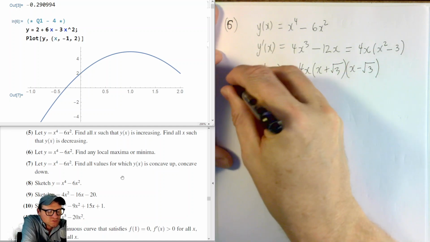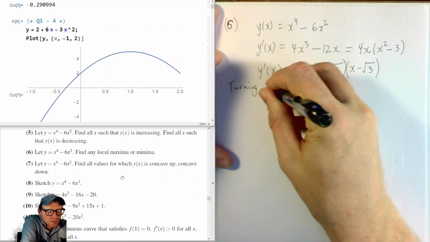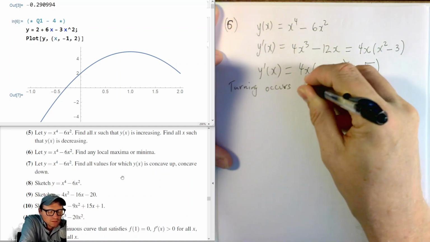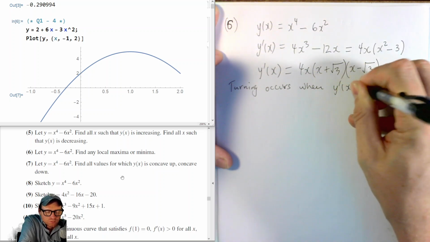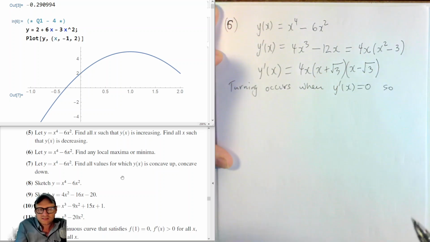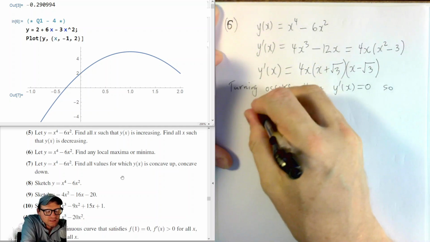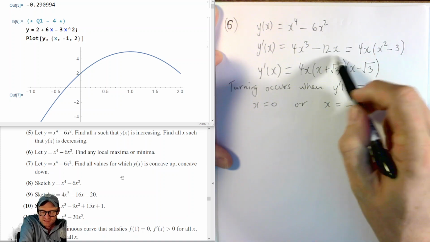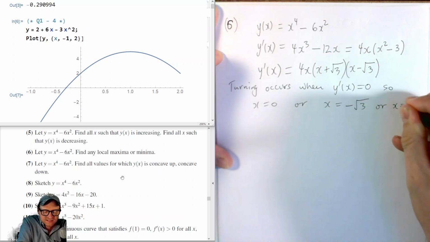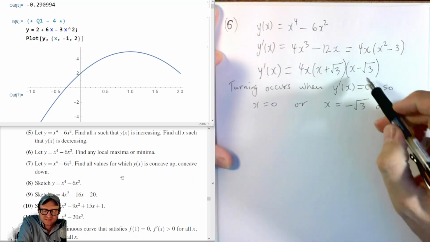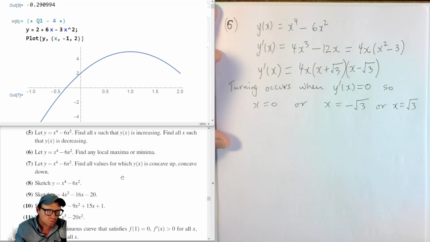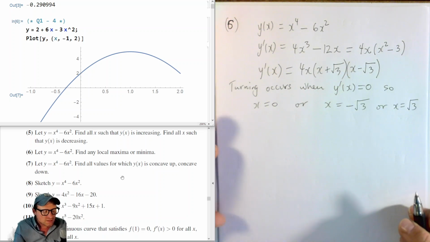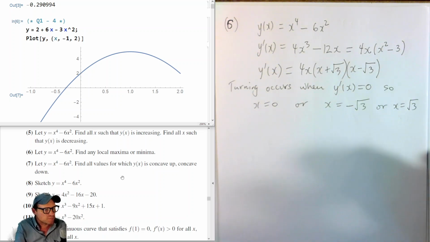Okay, so turning occurs when y dash of x equals 0. So in this case, the 3 roots of this: x equals 0, or x is equal to minus root 3, which makes this one 0, or x is equal to plus root 3, which makes this one 0. Now root 3 is about 1.7 or so, all right? So we haven't fully done question 6 yet because we've just found where maxima or minima should occur.